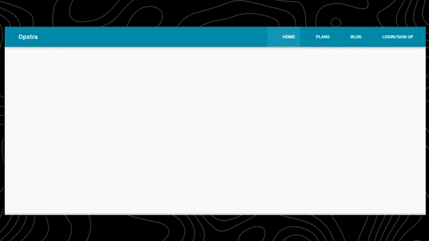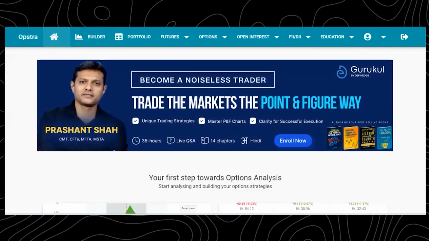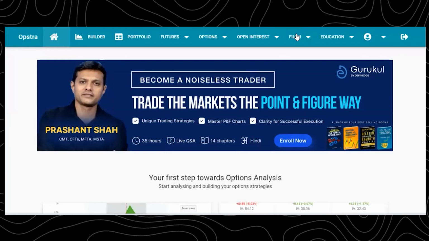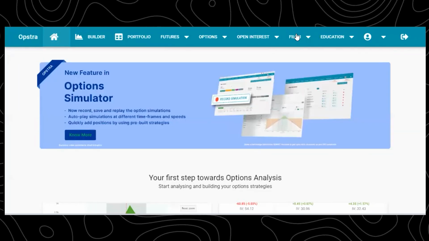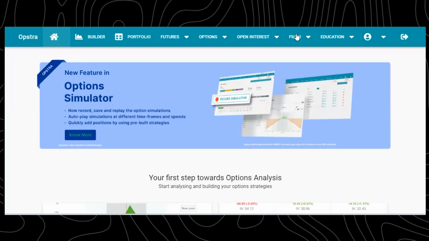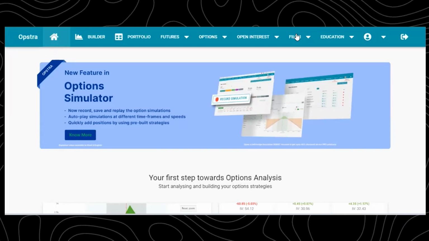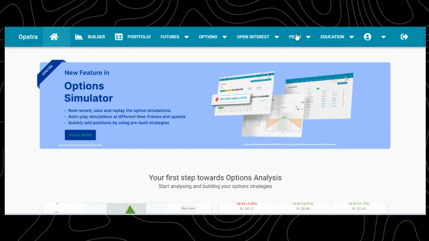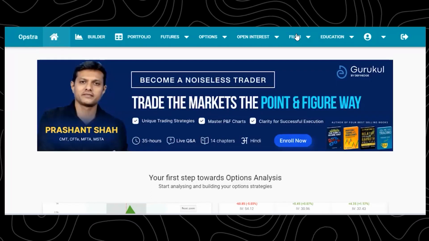So let's say I take you to the website. It is Opstra Strategy. Once I click on it, it is freely available. Yeah, Opstra is a good website. Free also. It gives a lot of tools for free. There is a premium version as well, but the basic features that we are using are enough for us to navigate and understand the basic stuff of the market.